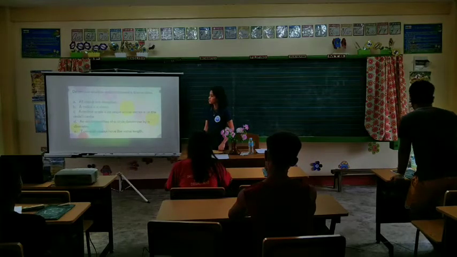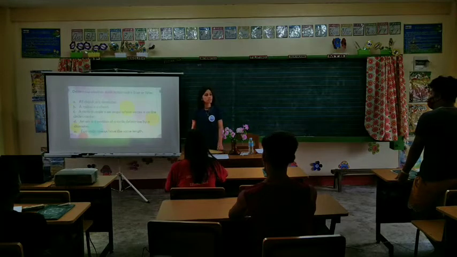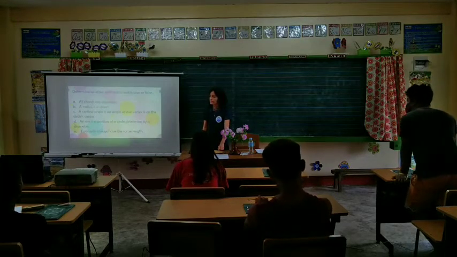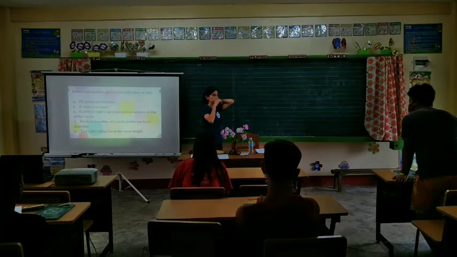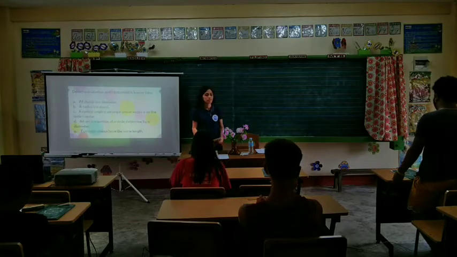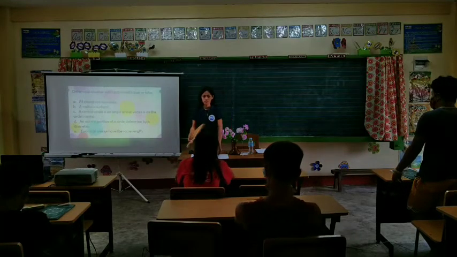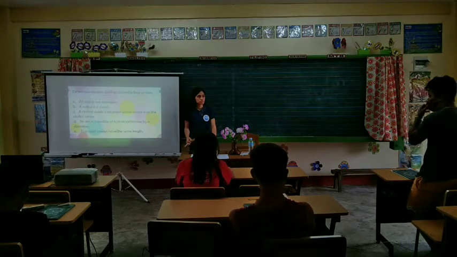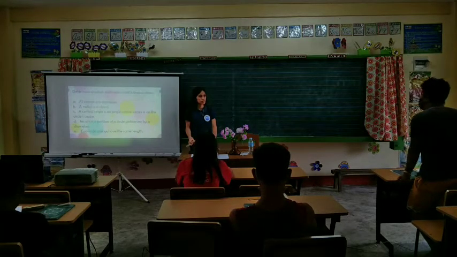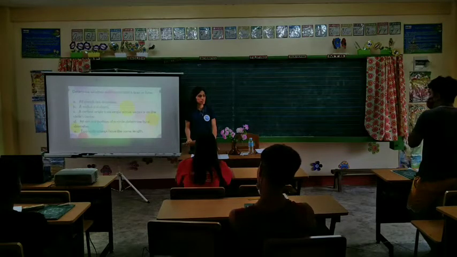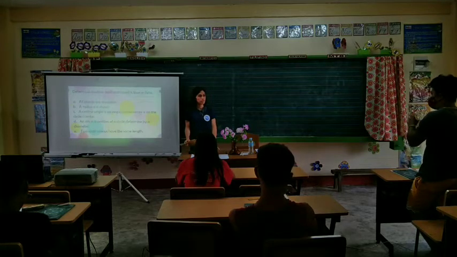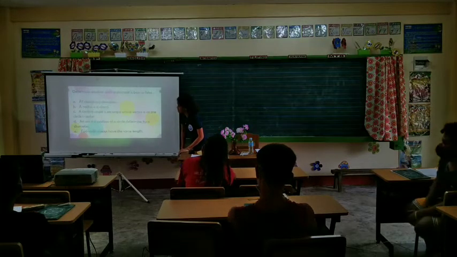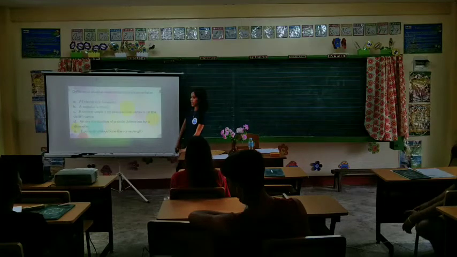A radius is a chord. Is it a true or false statement? False. Okay, then why do you say that it is a false statement? Because a radius, the starting point of the radius is in the center of the circle, and while the chords sometimes have 2 points from the circle. Okay, very good.